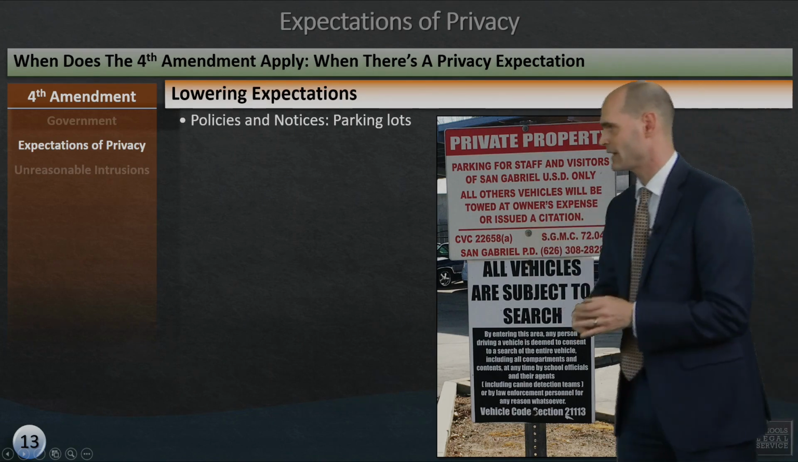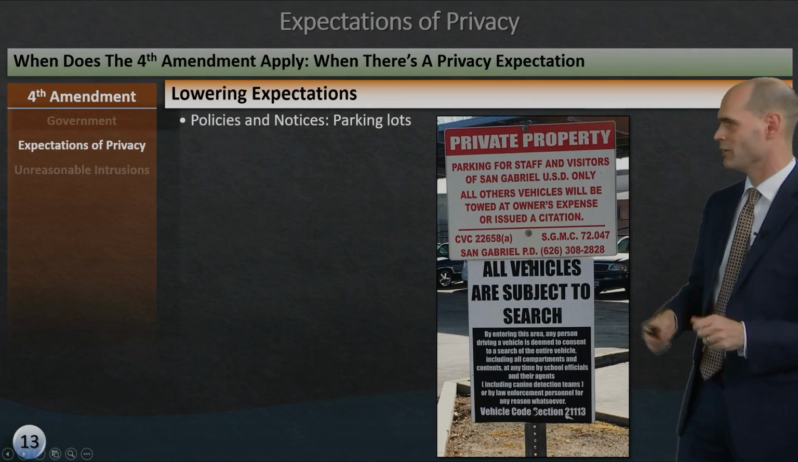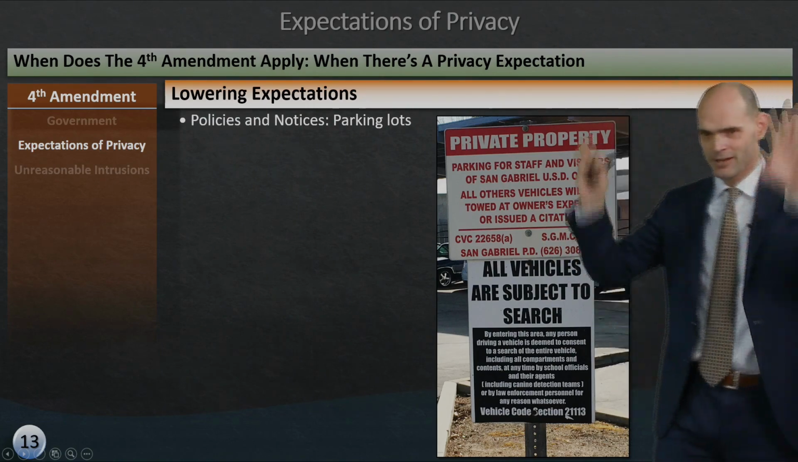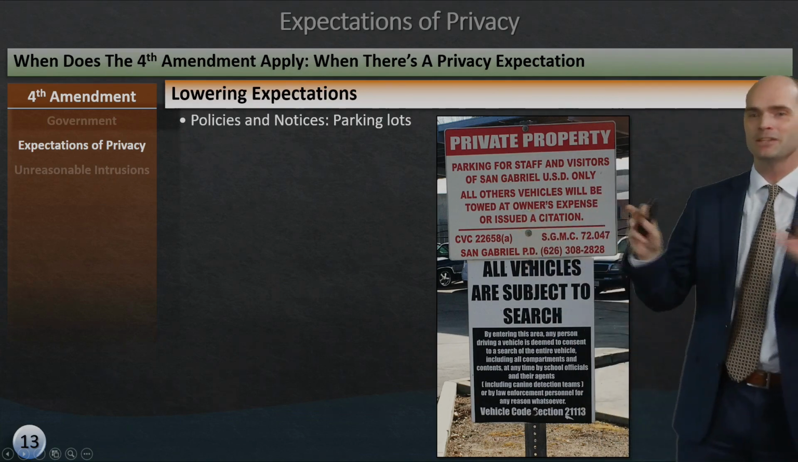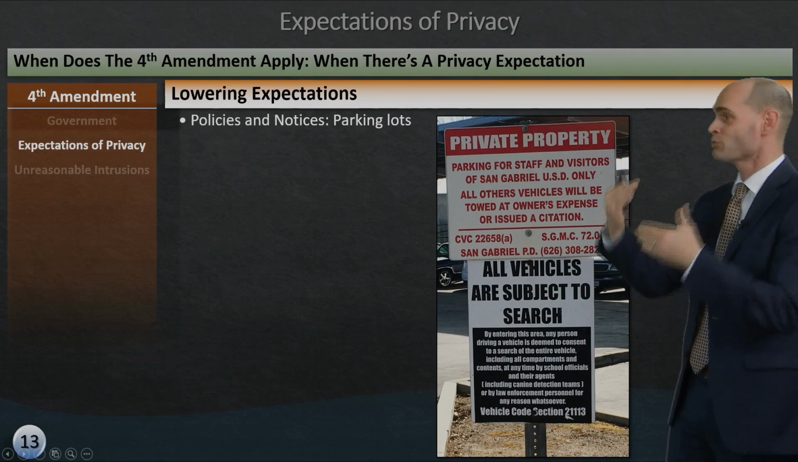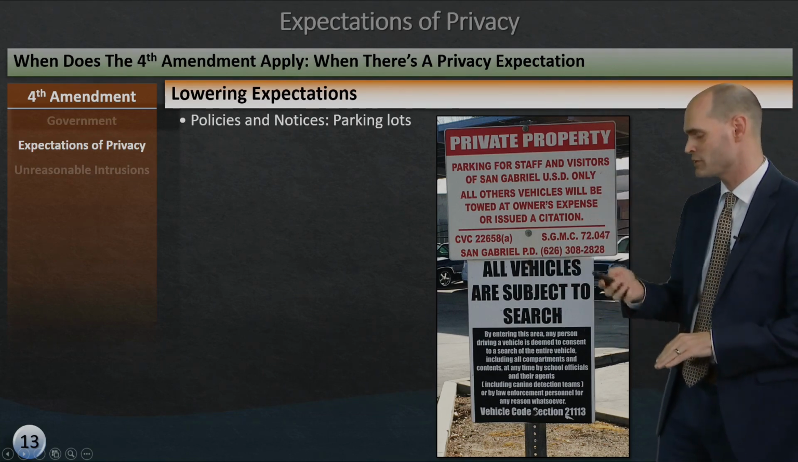If I had it my way, I think I'd have dancing inflatable tube men with search signs on either side, saying we're going to search your bags. But you get the point. It reduces the expectation of privacy because of the manner that it's posted.